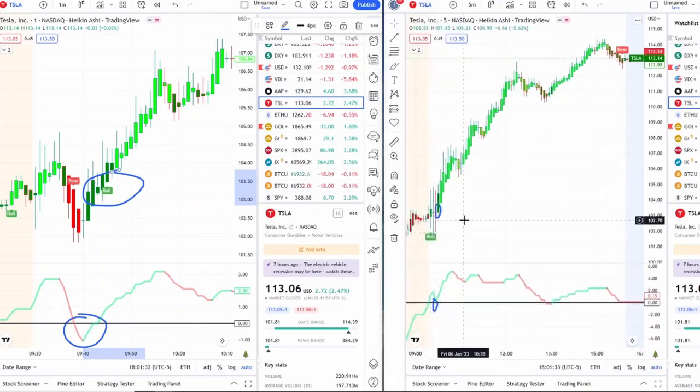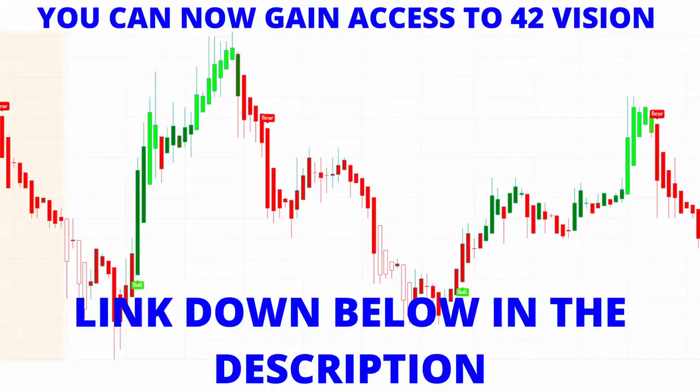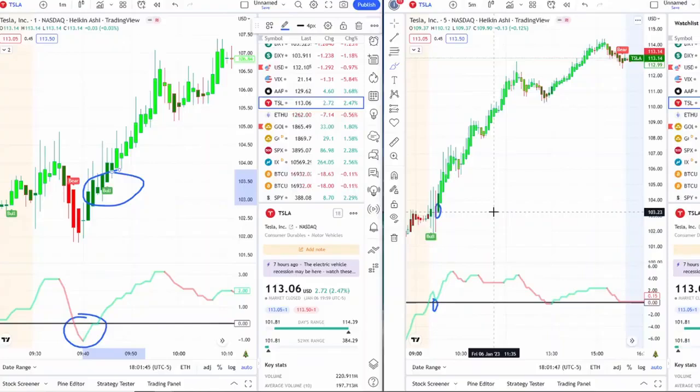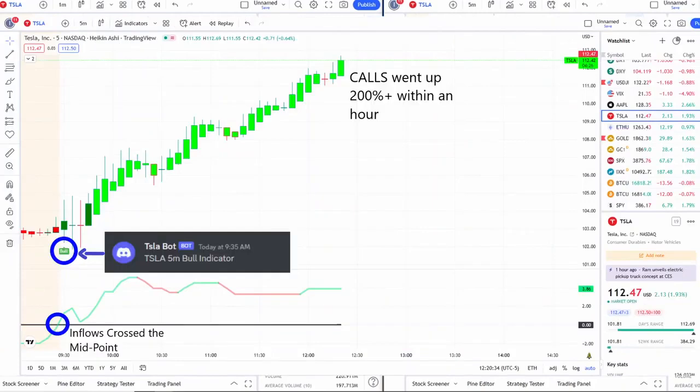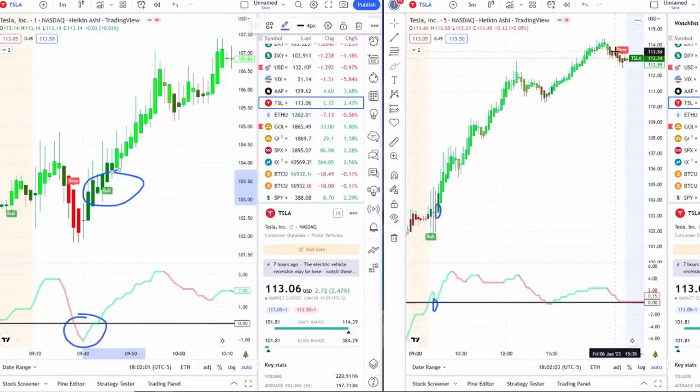Our SPY bot sends out notifications as well, but we also have our Tesla bot. These are the things you gain access to by joining the community, right? The Discord, the bots, and the indicators, and the inflow versus outflow. And as you see popping up there on the screen, our Tesla bot sent out that notification at 9:35 a.m. with that bull indicator and full strength, with those inflows crossing and staying above for most of the day, if not throughout the whole entire day, as you see there in the chart.